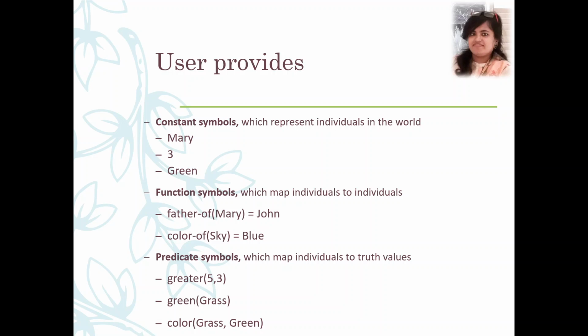Now, in this logic, what are the things that need to be provided by the user? The constant symbols, which represent individuals in the world. Function symbols, which map individuals to individuals, like father of, color of. Then the predicate symbols, which map individuals to truth values, like greater, green, color.